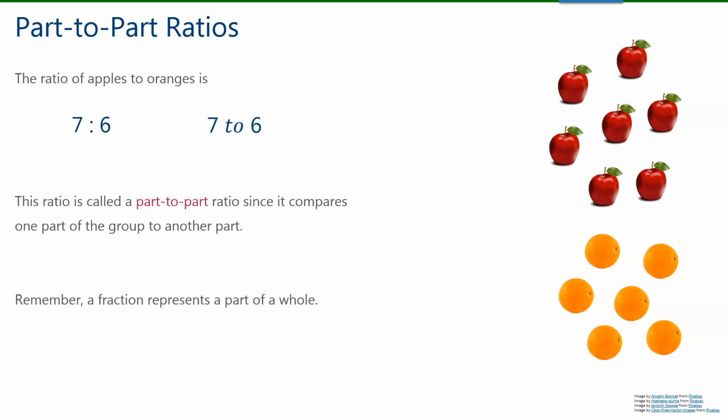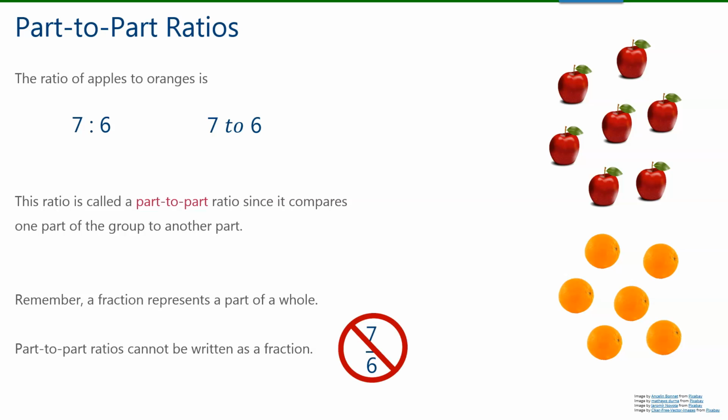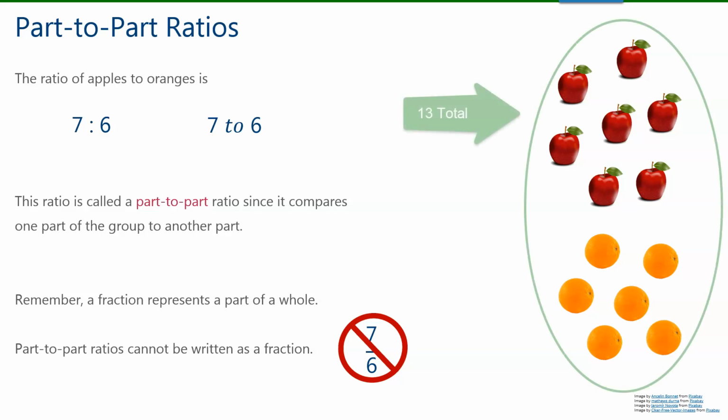Remember, a fraction represents a part of a whole. Therefore, part-to-part ratios cannot be written as fractions. It wouldn't make sense in this case to say 7 out of 6, because it's not 7 apples out of a total of 6. The total in this case is 13.